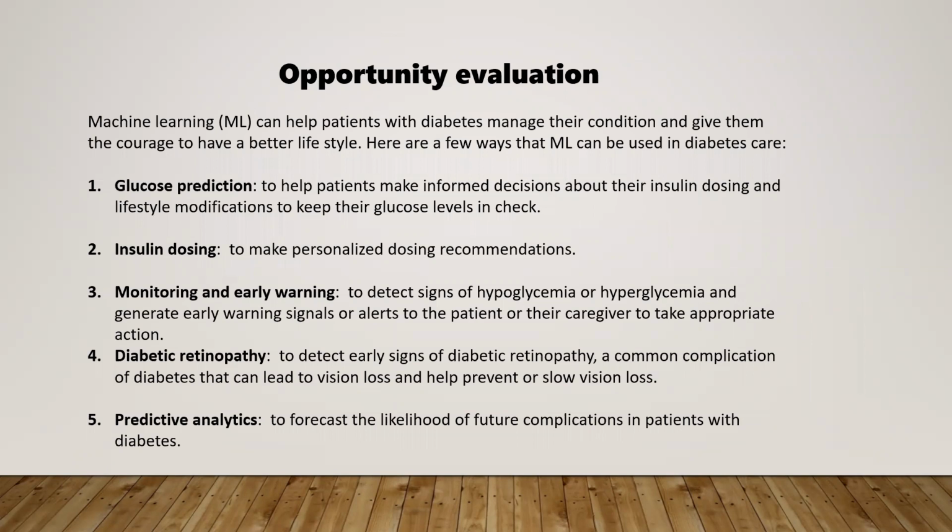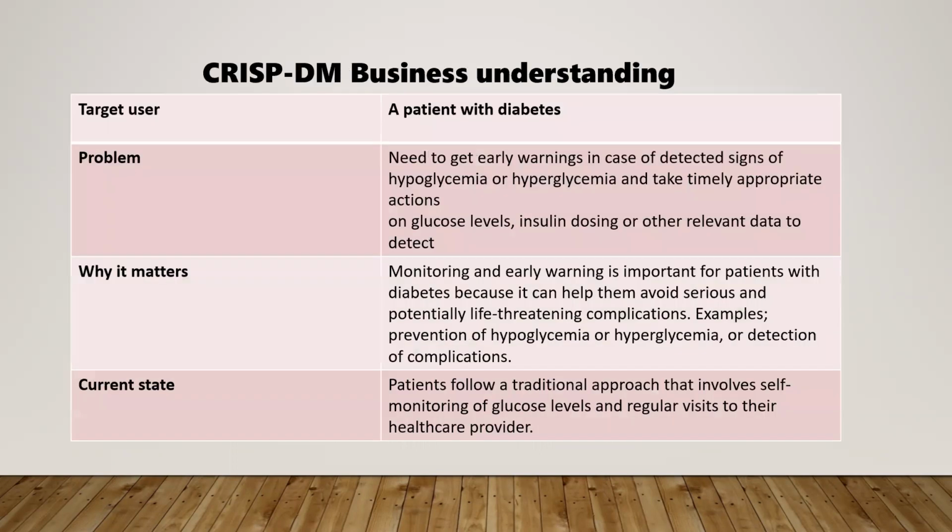First one is glucose prediction, then insulin dosing, then monitoring and early warnings on some signs of serious conditions, then detecting diabetic retinopathy, which is a common complication in this case, and also providing some predictive analytics to forecast the likelihood of future complications.